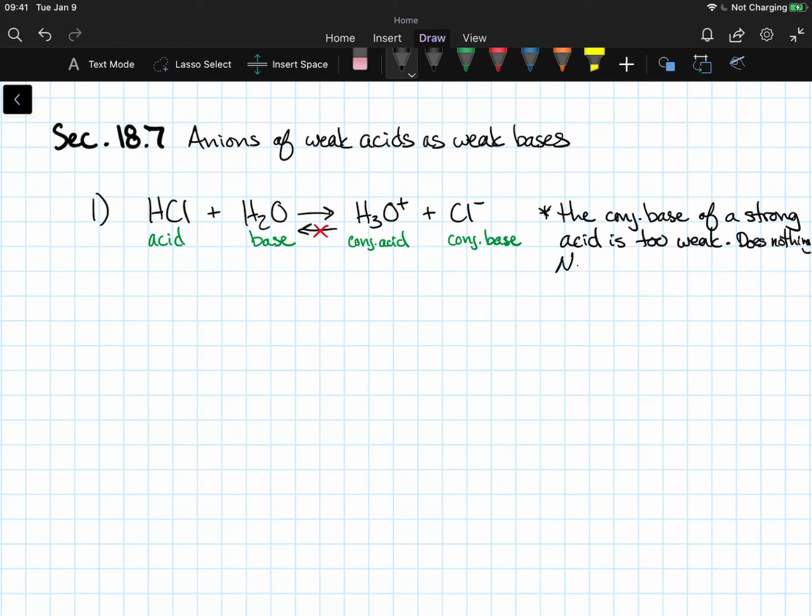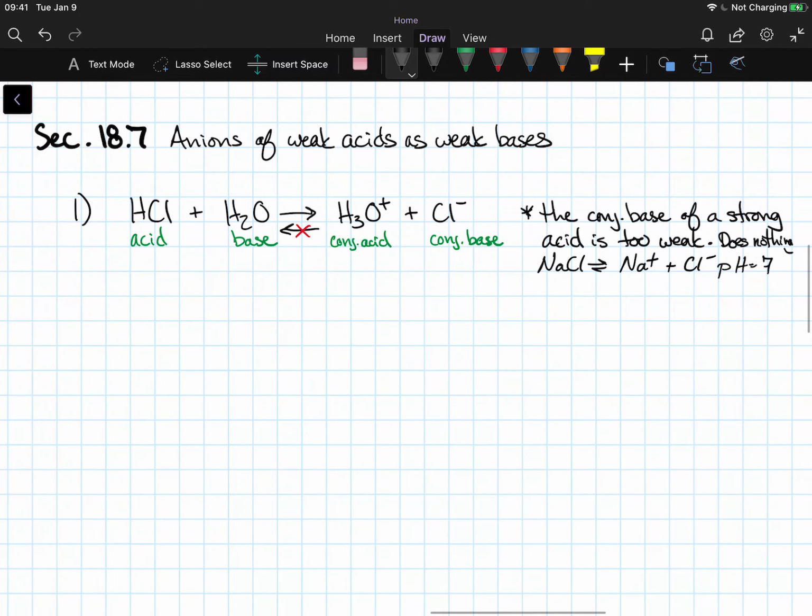And we can think of this also, if we think about a sodium chloride solution dissociating into water, we'd end up with Na+ and Cl-. And if we measured, the pH would simply be 7. The chloride just isn't strong enough to take away a proton from water. If it did, it would make HCl, which is strong, and would just redissociate back into H3O+, or back into water and chloride. So this chloride is just too weak of a conjugate base in order to do this. So the conjugate base of a strong acid is too weak, it does nothing.